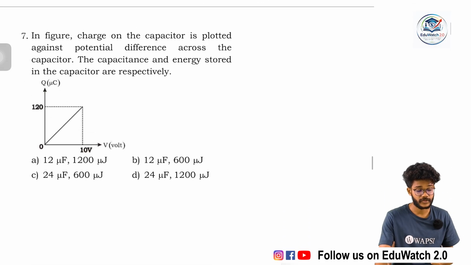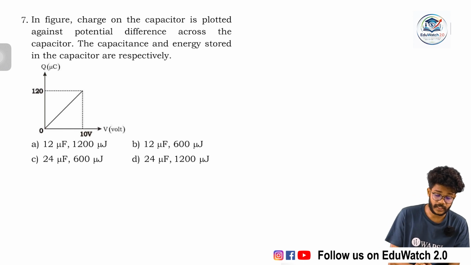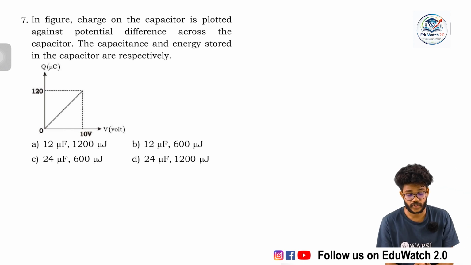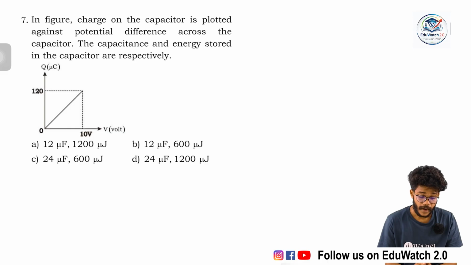Seventh question. In the figure, the charge on the capacitor is plotted against potential difference. That means on the y axis it is charge and on the x axis it is potential difference V. They ask us to find the capacitance and energy of the capacitor.